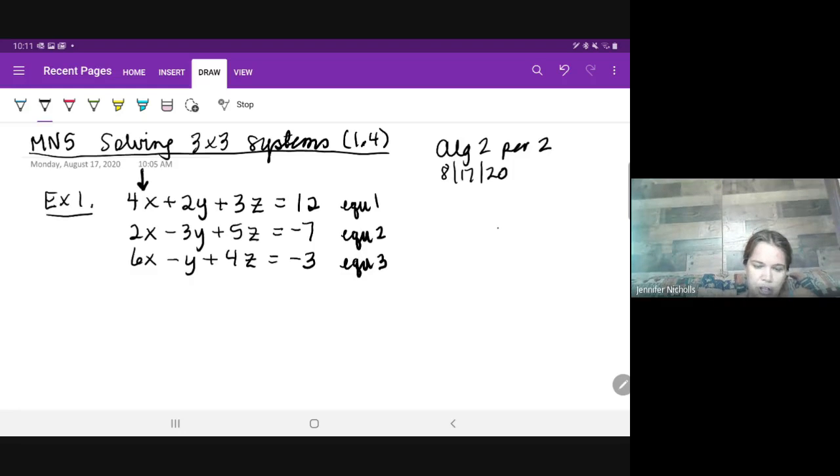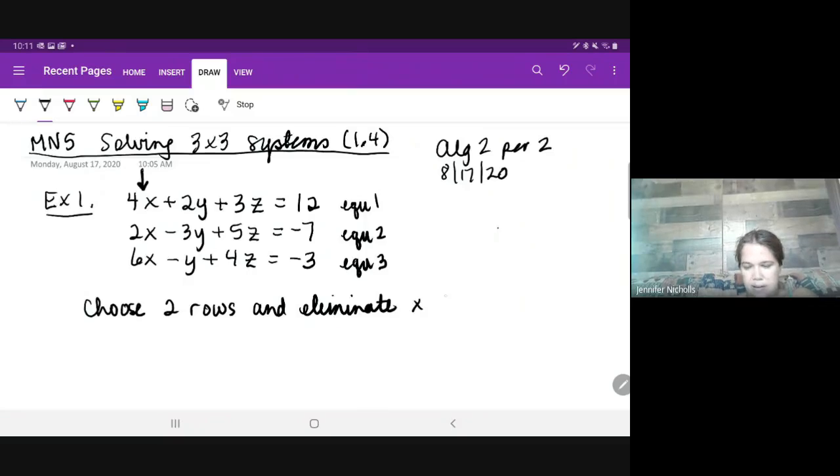Okay, so what you're going to do is choose 2 rows and eliminate x. Now you actually get to choose the letter, but we're just going to do it with x so you could do it the standard way. So eliminate x. For example, I'm going to choose 4x plus the first 2 rows.